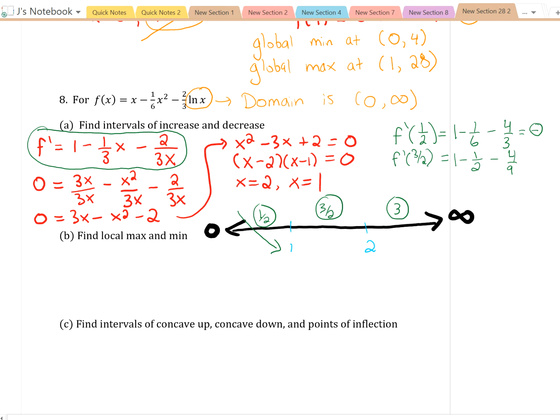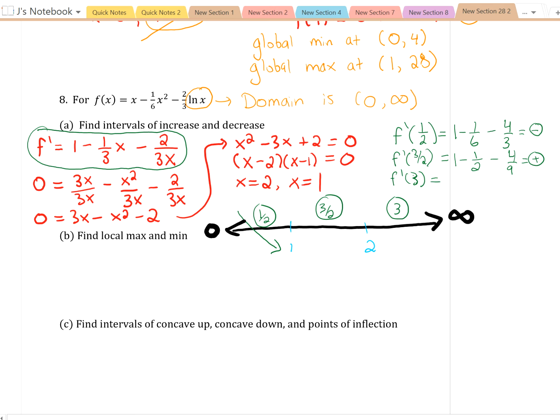4 over 9 is less than a half. 4 over 8 would be a half. So this is a number that is less. You have 1/2 minus something that's like 0.4. So 0.5 minus 0.4. That's going to be positive. And if you're not comfortable doing what I just did, bring everything to a common denominator, subtract, and then you'll know for sure. If what I just said confused you, just bring everything to a common denominator.